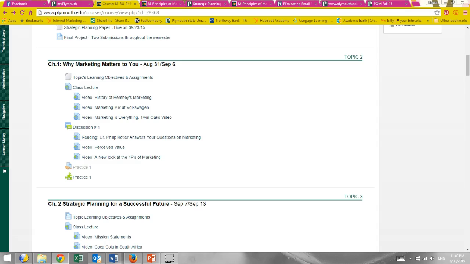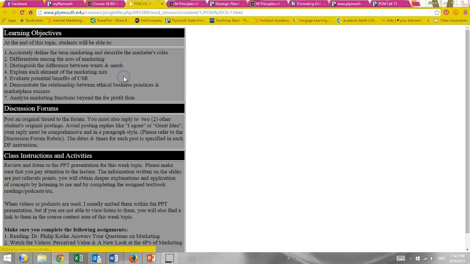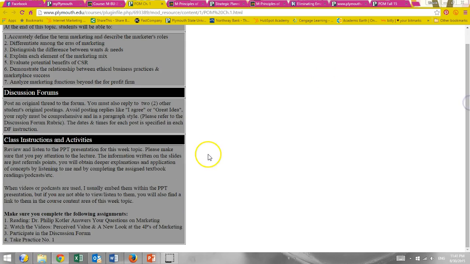It's a topic that is going to last from August 31st to September 6th. So the first thing you need to do every week when we launch a topic is click on this link that says Topic Learning Objectives and Assignments. So I'm going to click here, and this is our topic. Here are all the objectives that we're supposed to accomplish this week. And here you have all the instructions for this week.